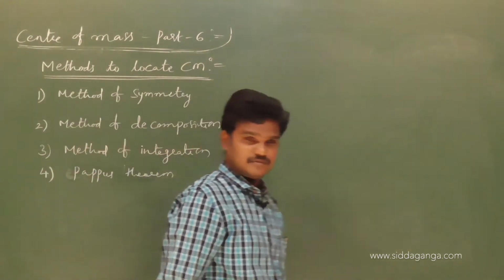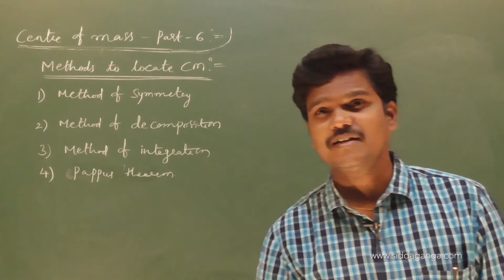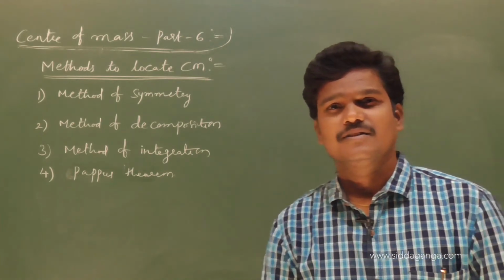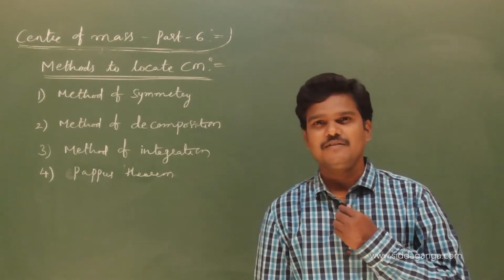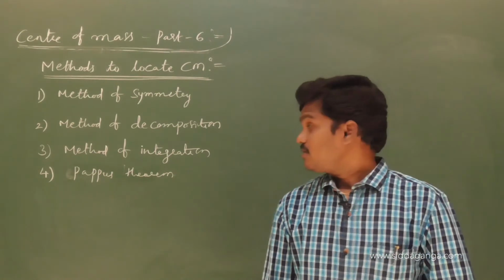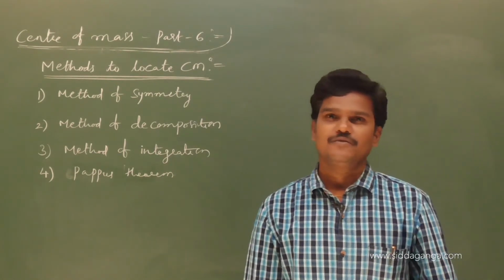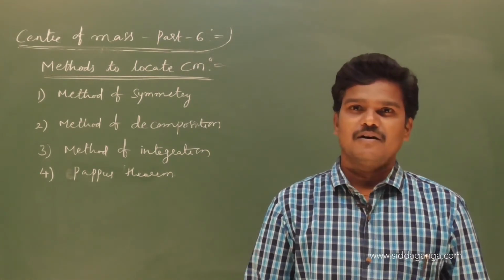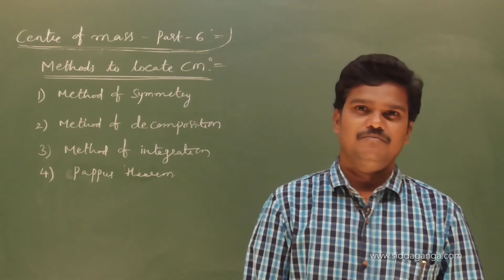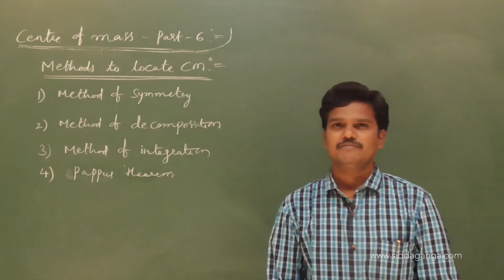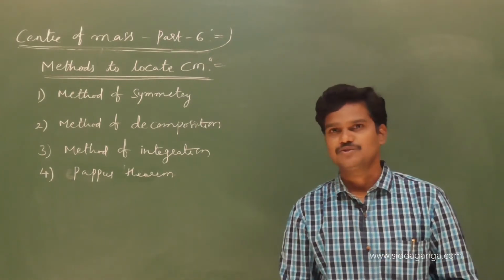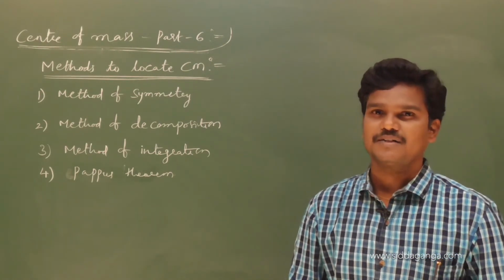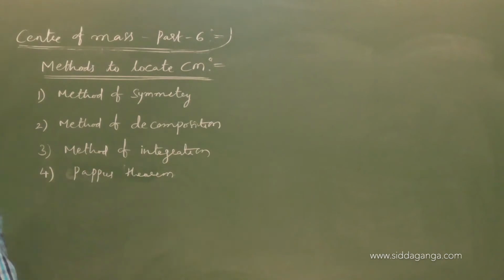Okay, keep in mind there are 4 methods to locate center of mass. Now first one is method of symmetry, second one method of decomposition, third one method of integration. Okay, that is possible for mass distributed objects, continuously mass distributed objects. Okay, and other one is Pappus theorem. Okay, so Pappus theorem is not required. Based on the situation, I am going to cover Pappus theorem also. So these are the 4 methods to locate center of mass. Now let me start method of symmetry.